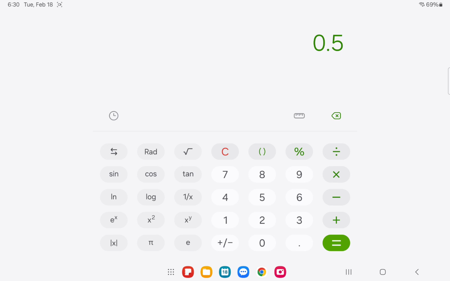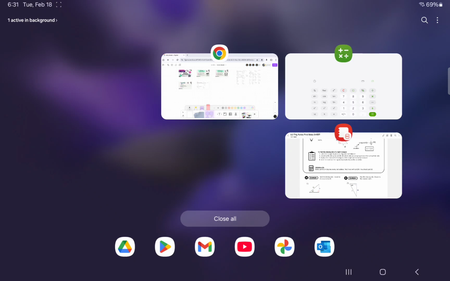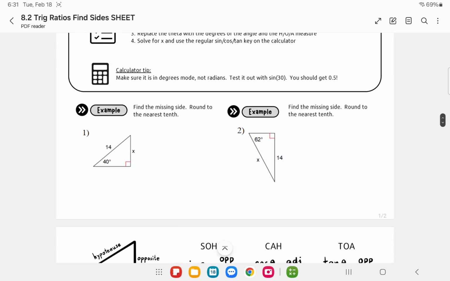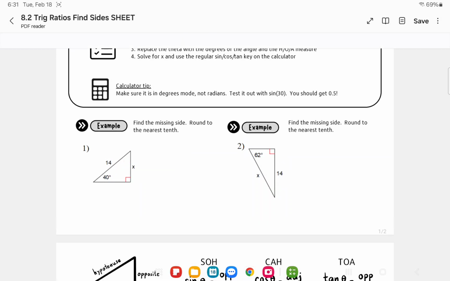So I know I'm in degrees mode, okay? If it was in radians, you would be getting some other number, right? A negative number. That's not going to make any sort of sense. So make sure you're in degrees. If you need help changing it to degrees, let me know. All right. So number 1, we are going to, there we go.